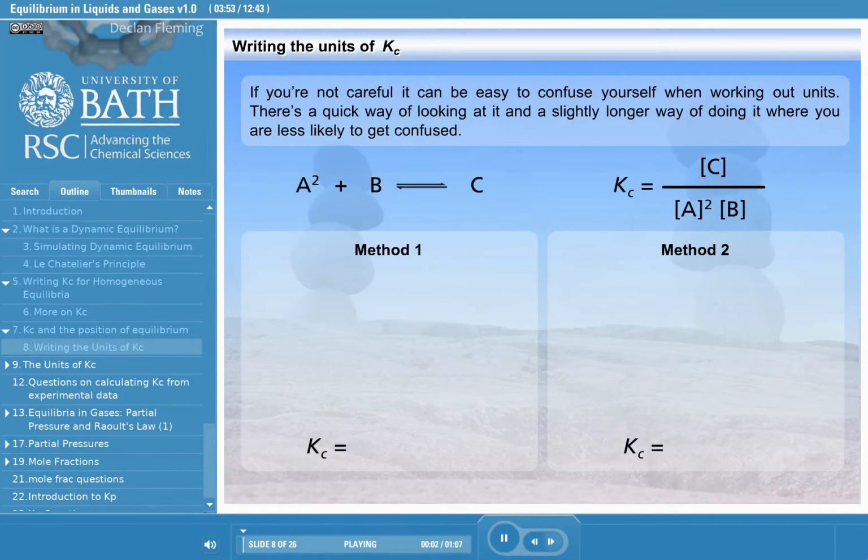If you're not careful, it can be easy to confuse yourself when working out units. There's a quick way of looking at it and a slightly longer way of doing it, where you're less likely to make mistakes. First of all, write out all of the units as you have them.